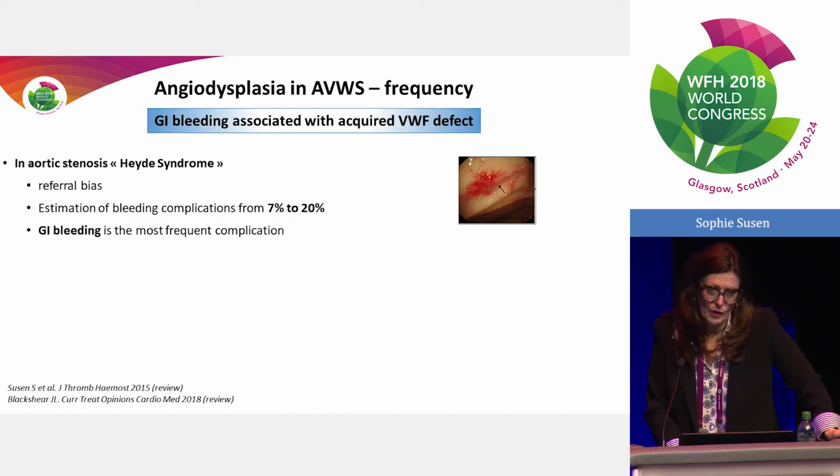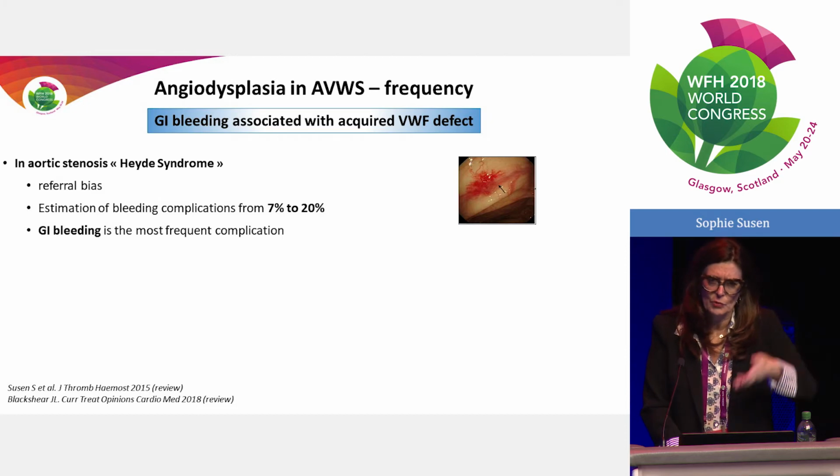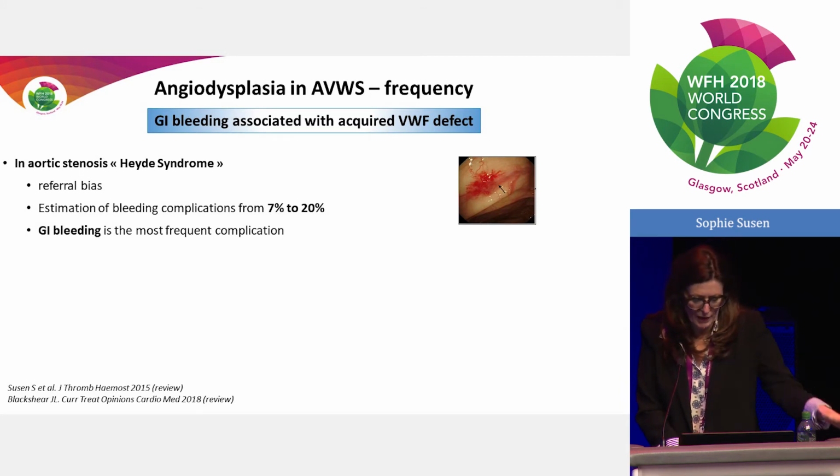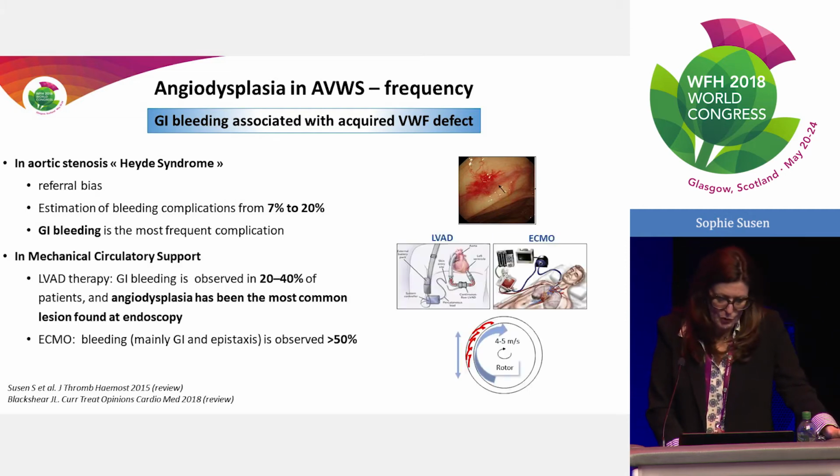And the full AIDS syndrome is the association of VWF defect with GI bleeding. And in aortic stenosis, there is a referral bias in estimating the frequency of GI bleeding. It's estimated to be between 7 to 20%. But I must mention that the referral bias could be increasing the frequency for people who are aware of AIDS syndrome, but most cardiologists do not know what von Willebrand factor is exactly and how it goes with aortic stenosis. GI bleeding is the most frequent complication.